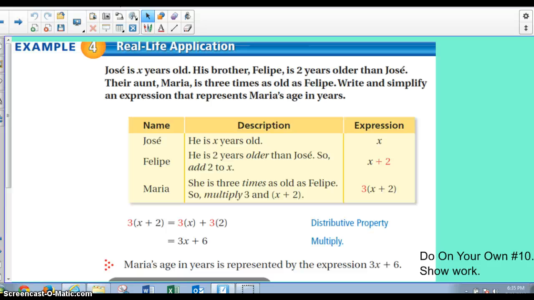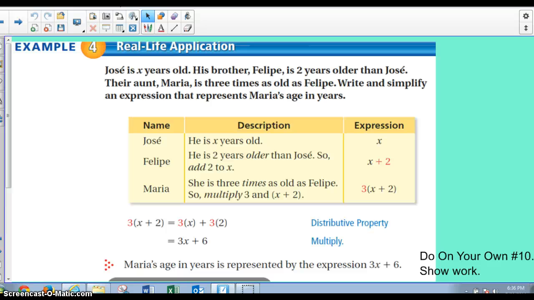All right, so here's where writing all this information down makes sense. You've got to separate it all out. You've got 3 names. Write all 3 names down: Jose, Philippe, and Maria. What do we know about Jose? He is X years old. His expression is going to be X. Philippe, he's 2 years older than Jose, so you add 2 to X for Philippe.